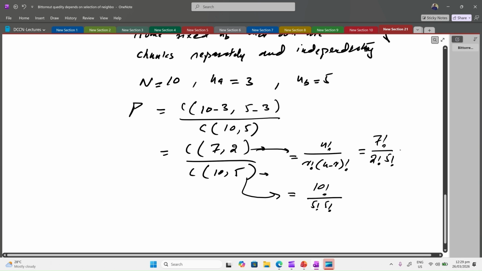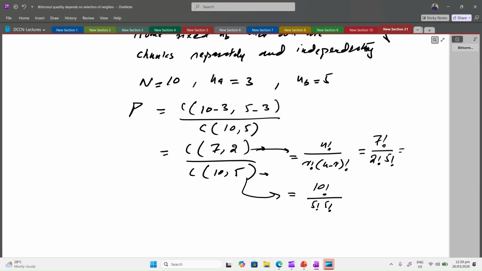Okay, can you solve this? Let me do it here. So this is like 7 into 6 into 5 factorial, and this is 2 into 1 into 5 factorial, right? So we'll cancel out this 5 factorial, and we'll have 42 divided by 2. And this will come out to be 21.